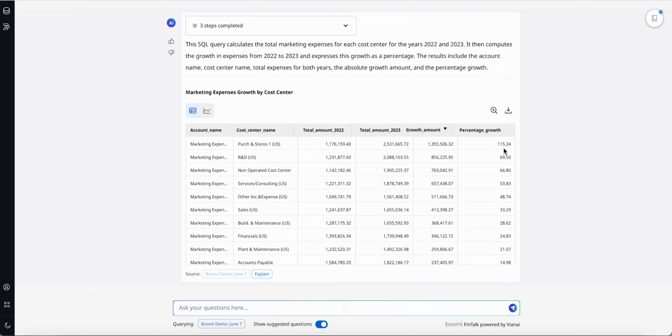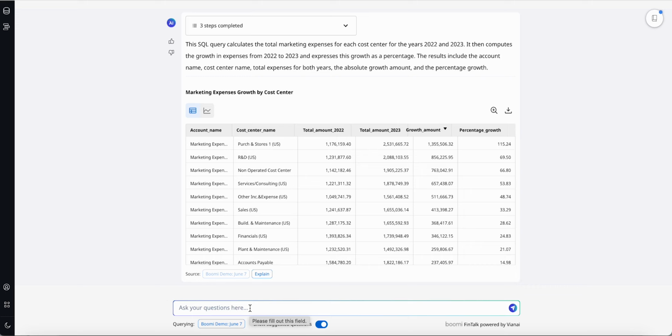But there is a 115% increase in spend for the cost center purchase and stores. And this is definitely a significant spend, and we need to understand why. Is this something that's normal or not in the usual course of business? And what can we do to reduce the spend?